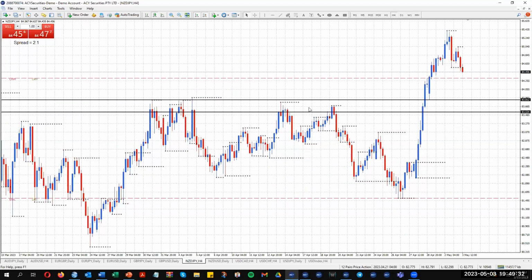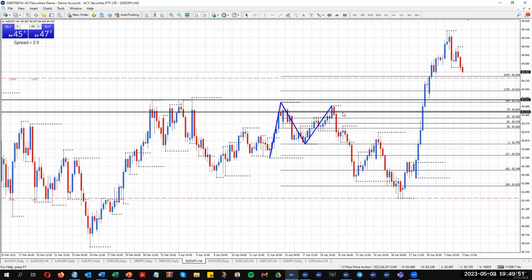Then on the 4-hour chart, there's this area here. So we move back up, we drop, we come up. On the 4-hour chart, there's a 79% setup here. There's your 79% level here. So we fail at resistance, we fall down. See these patterns happening all the time on the 4-hour chart.